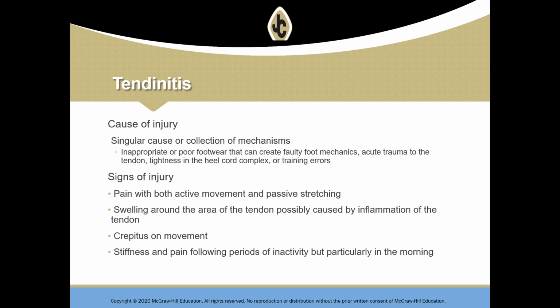Tendinitis, cause of the injury. There's not necessarily a singular cause. It's usually a collection of mechanisms. Improper footwear may create faulty foot mechanics. There could be some trauma to the area or tightness or training errors. Signs of the injury: pain with both active movement and passive stretching. Active movement means you just move it normally and it hurts. Passive stretching means that someone else is stretching you, so a lot of times you'll have pain with that also. Swelling around the area of the tendon, possibly caused by the inflammation of the tendon.